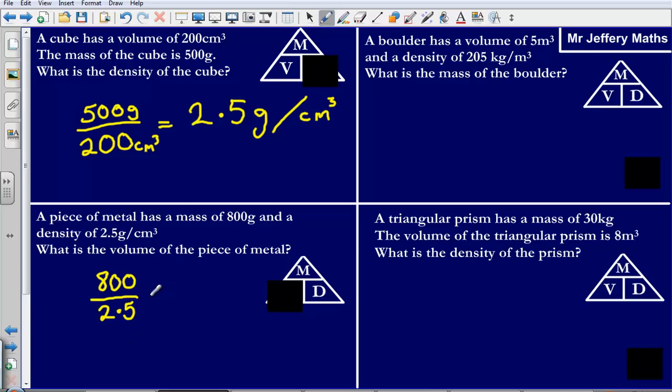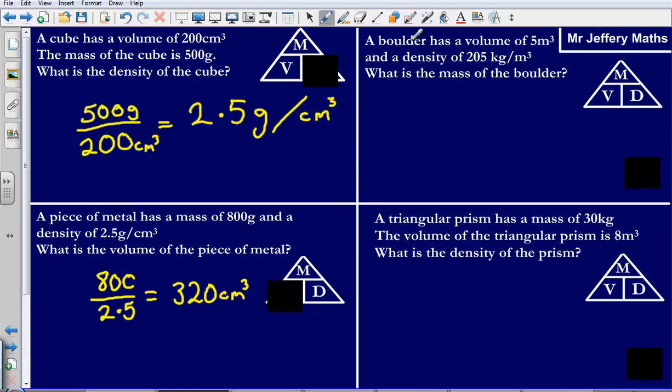And so that is going to give me an answer of 320. And then I'm dealing with the volume. It was grams and grams per centimeters cubed, so the volume is going to be in centimeters cubed.